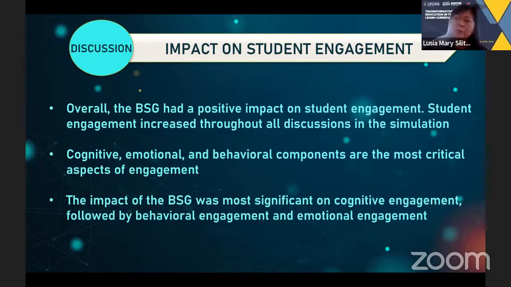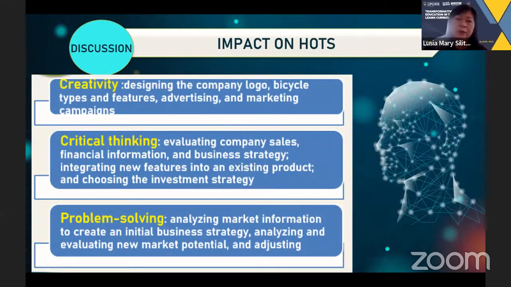The impact of business simulation game was most significant on cognitive. I mentioned before, cognitive followed by behavioral engagement, emotional engagement. And then impact on HOTS: creativity, critical thinking, and problem solving. Creativity refers to decision making. They create something, they become creative. Critical thinking, evidence in activity involve evaluation of company performance. When they evaluate the result of their performance, they improve their critical thinking.